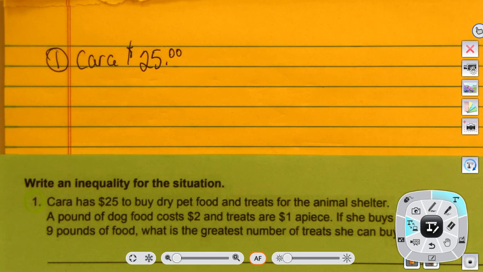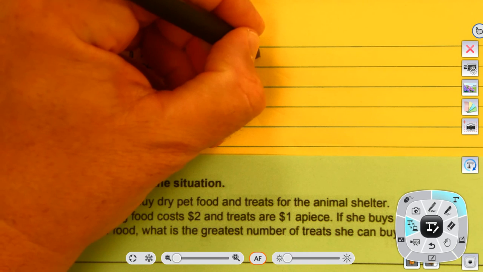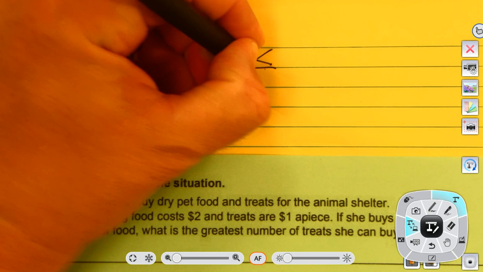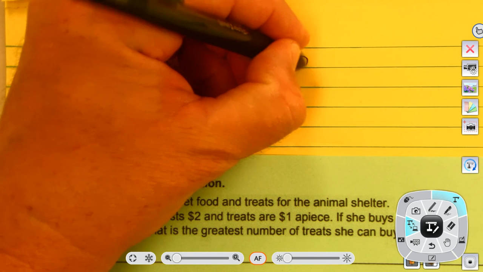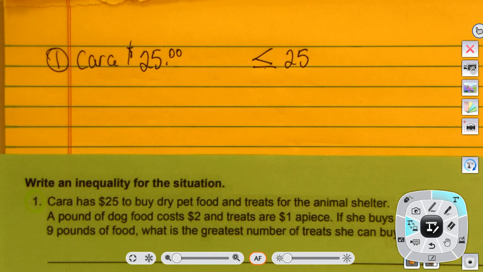So here's what I want you to write down. She is going to spend less than or equal to $25. Write that down, please. She's going to spend less than or equal to 25. She can spend 25. She can spend less than 25.